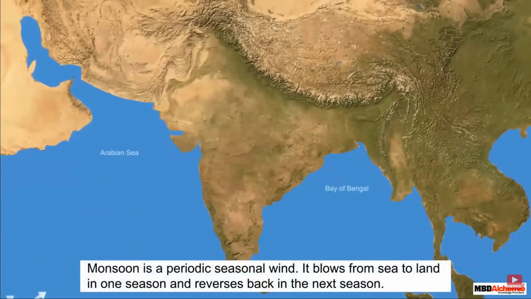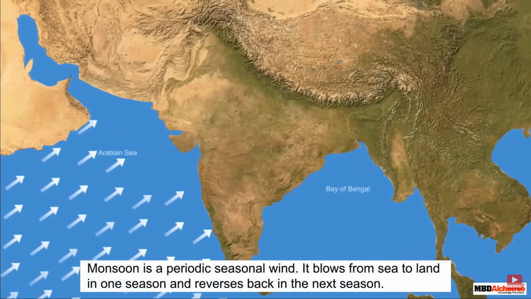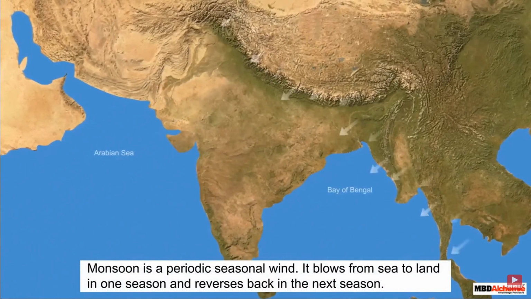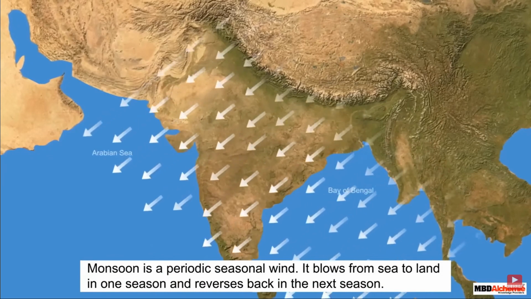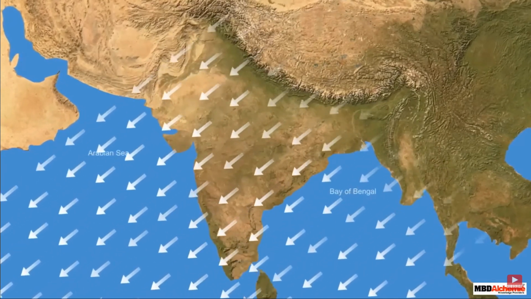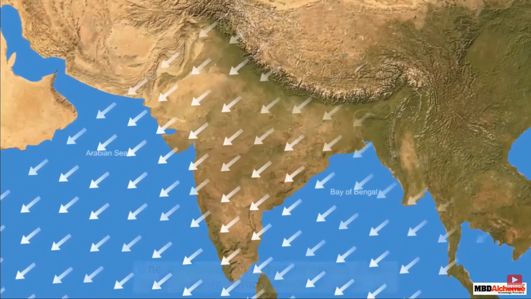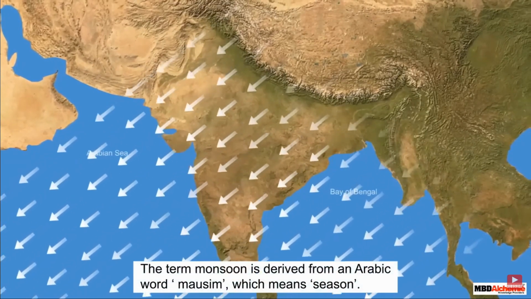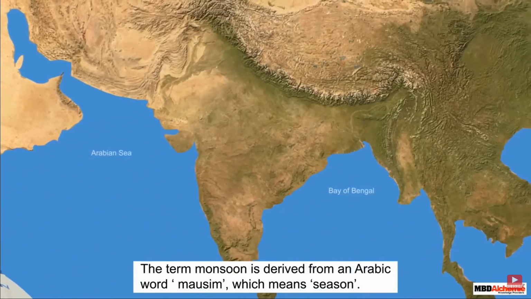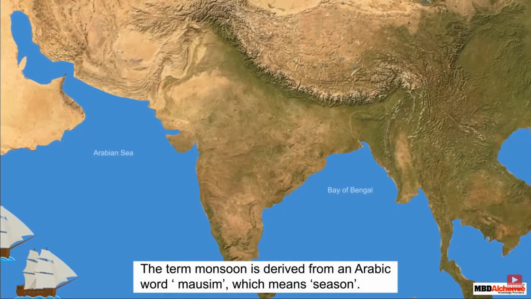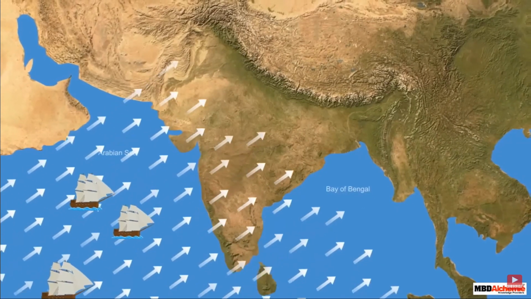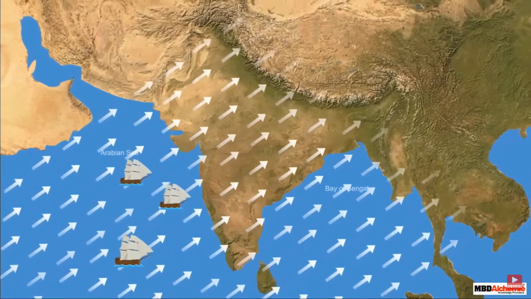Monsoon is a periodic seasonal wind that comes from sea to land in a particular season and completely reverses back with the change in the atmospheric conditions in the next season. It is a typical yet dominant feature of the Indian climate. The term monsoon is derived from an Arabic word mausim, which means season. In olden days, the sailors found this wind convenient to set in their sails on the direction of the wind. They used to save their fuel and time by doing so.